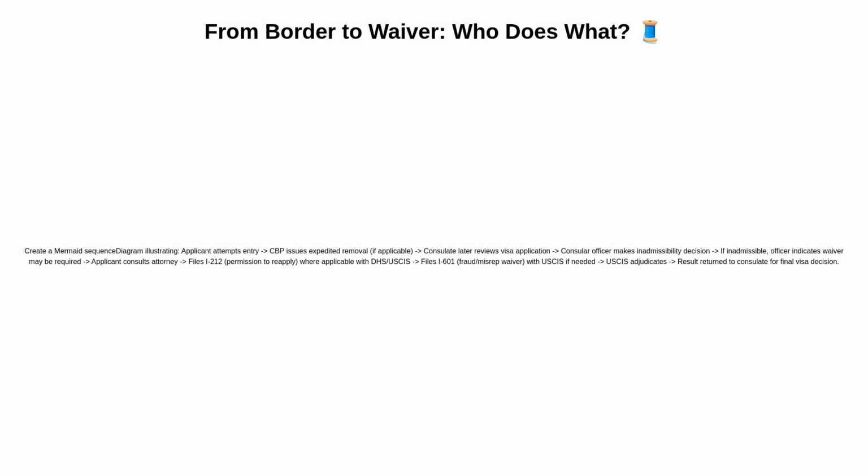Next, with legal counsel, the applicant can file the appropriate waivers. The I-212 is for permission to reapply after certain removals. The I-601 addresses grounds like fraud or willful misrepresentation. USCIS adjudicates these applications and sends results back to the consulate, which then makes the final visa determination.